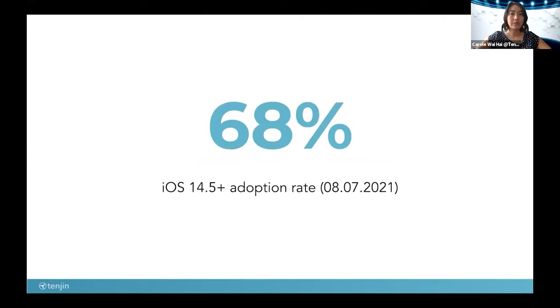iOS 14.5, just to reiterate, is when this ATT pop-up was made mandatory and was launched in late April this year. When we looked at our own data last week, of all our iOS users, 68% of them were on one of these newer versions of iOS. So iOS 14.5 or 14.6 or later, but that's really few of them. So that means not yet all your users can fall under this new attribution and this new way of doing things.